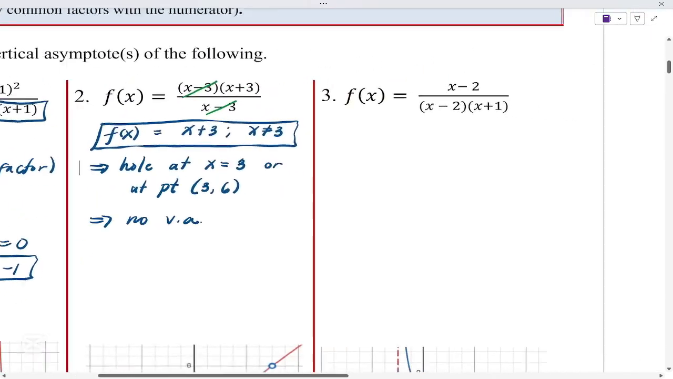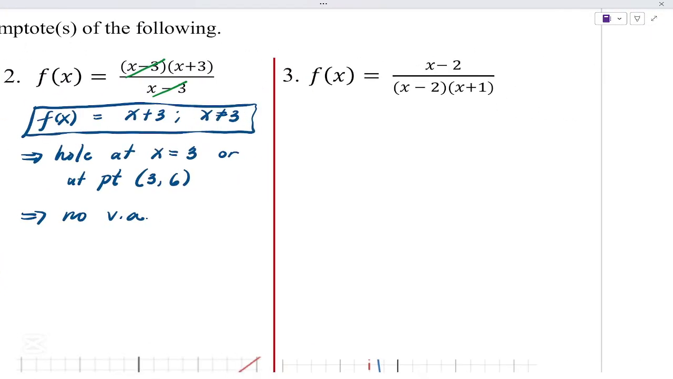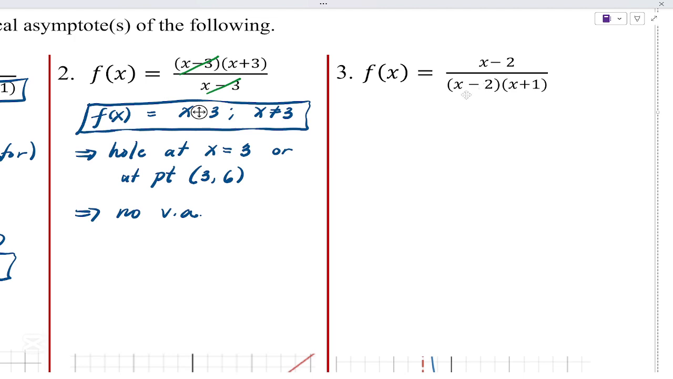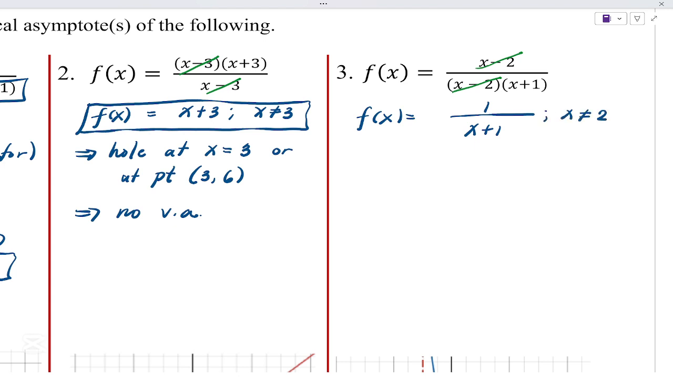So for the last example, the function is x minus 2 divided by x minus 2 times x plus 1. We can see here that there's a common factor again, which is x minus 2. So the new function is now equal to 1 divided by x plus 1, where x is not equal to 2 since we cancel out this x minus 2, and since there is a denominator of x plus 1, we can also say that x cannot be equal to negative 1. So this is now your new function.